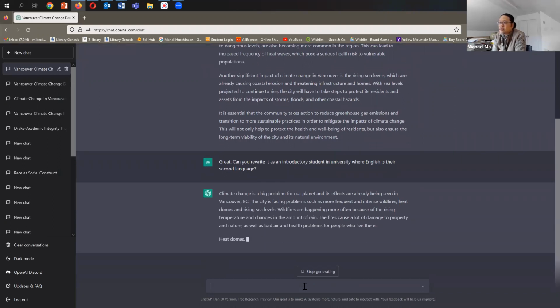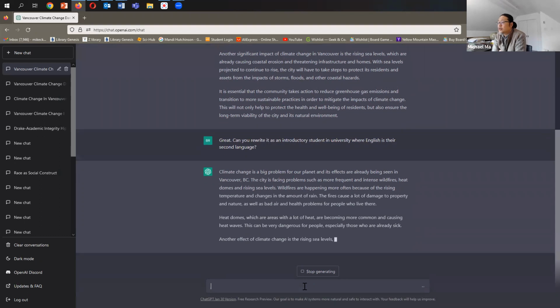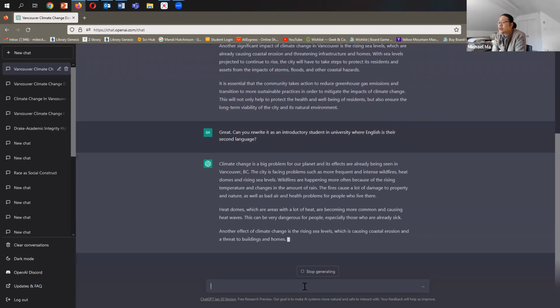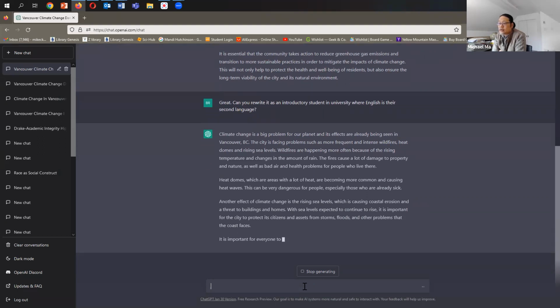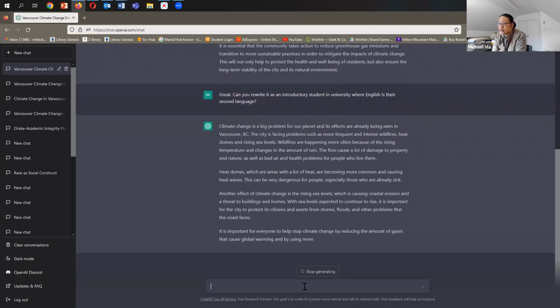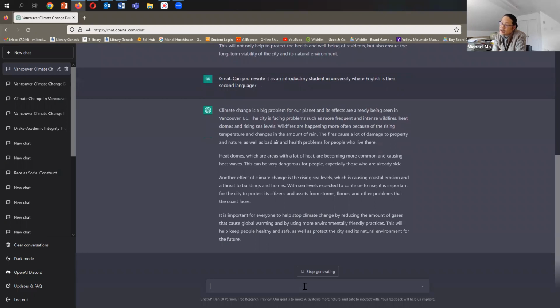Climate change is a big problem for our planet, and its effects are already being seen in the Vancouver, BC. The city is facing problems such as more frequent and intense wildfires, heat domes, and rising sea levels. Wildfires are happening more often because of the rising temperature and changes in the amount of rain. The fires cause a lot of damage to property and nature, as well as bad air and health problems for people who live there.